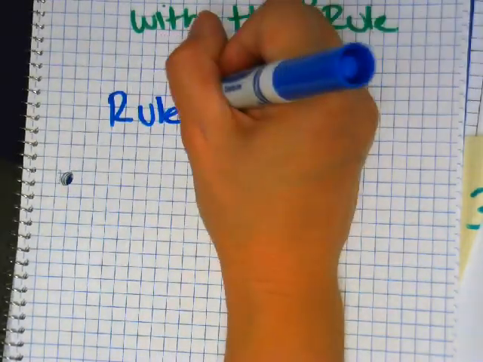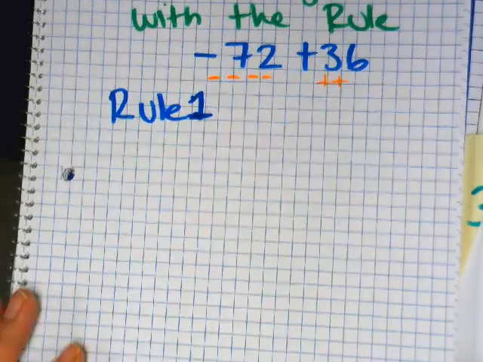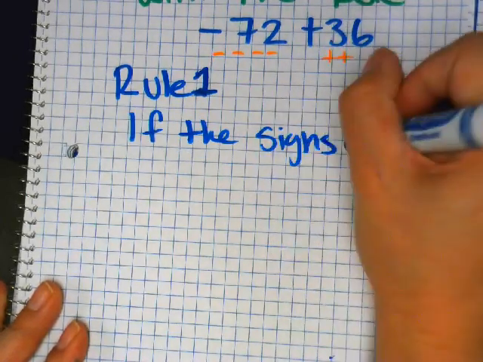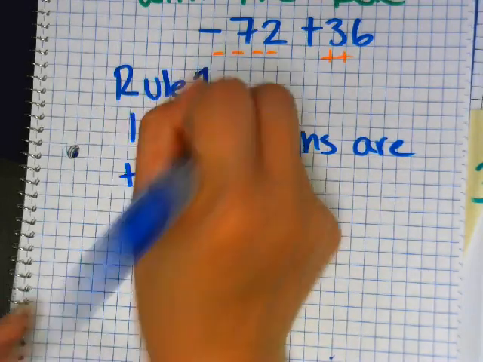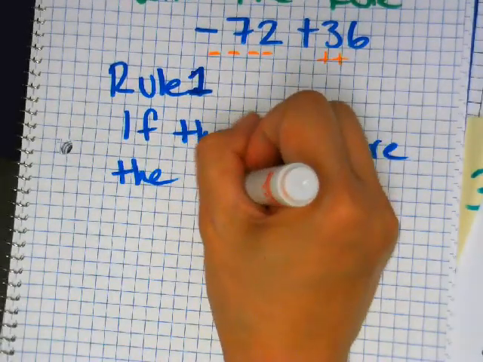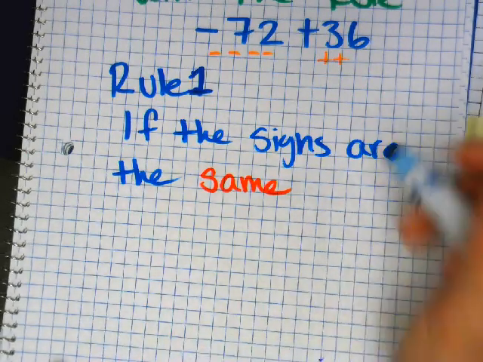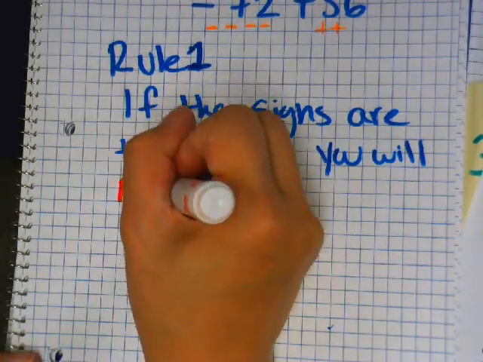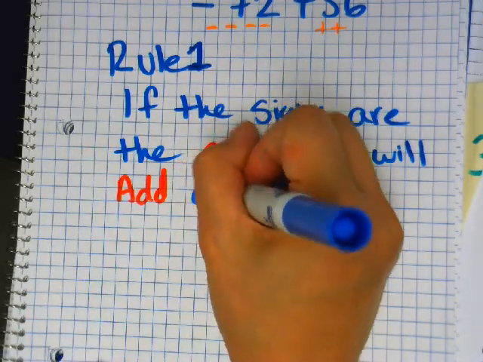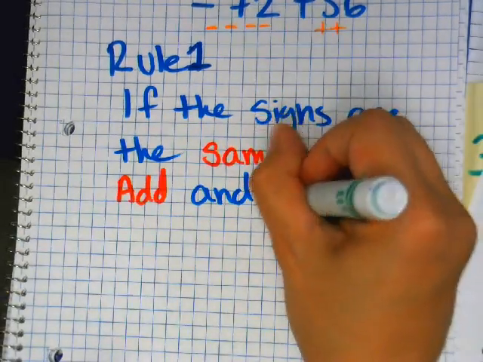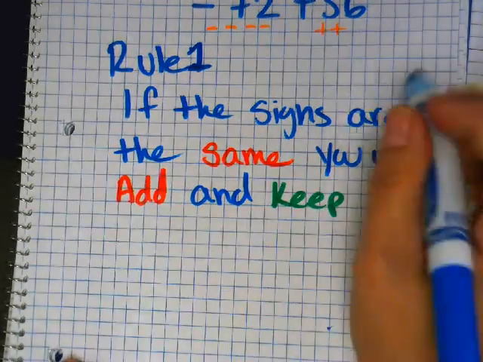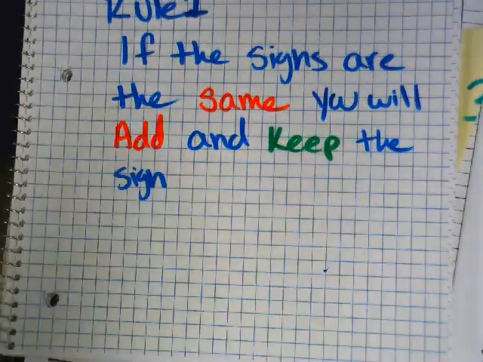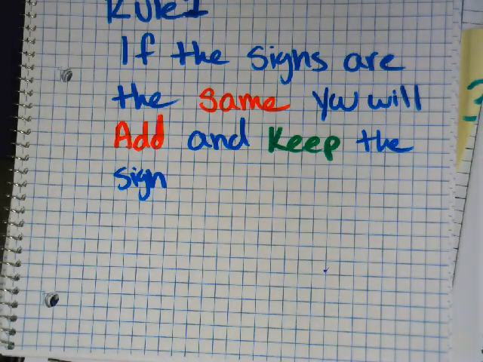Let's talk about rule number 1 first. If the signs are the same, you will add and keep the sign. Okay? So rule number 1. If the signs are the same, you will add and keep the sign.